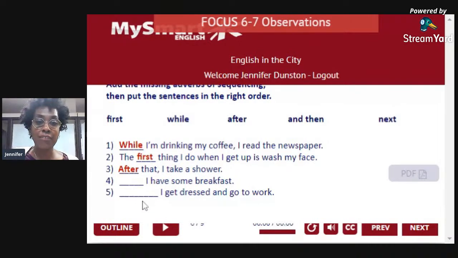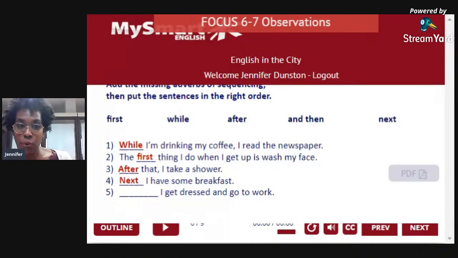And then I have some breakfast. Excellent, Giacomo, thank you very much. Next, I have breakfast, and number 5, and then I get dressed and go to work.